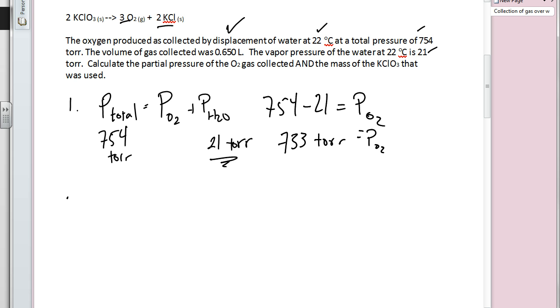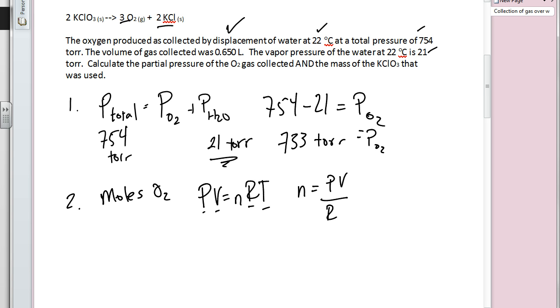First step done. Okay, step number 2 is we want to find the number of moles of O2, because essentially they're asking us for the mass of the KCl. So this is going to be a stoichiometry problem. Now if we convert to moles, then we can plug it into and do our stoichiometry problem. So we're going to do PV equals nRT, because we know the pressure of the oxygen, the volume of the oxygen, we know R, and we know the temperature. So we're going to have n is equal to PV divided by RT.